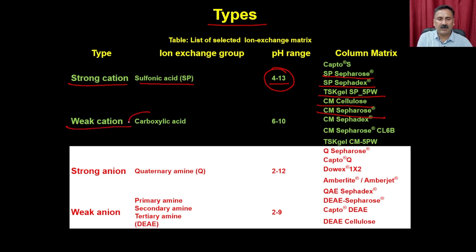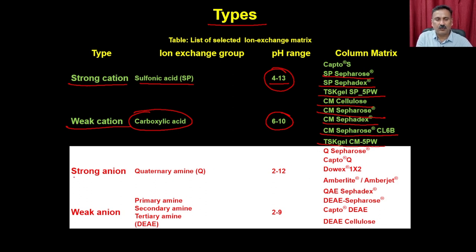Similarly, you can have the weak cation exchangers. For the weak cation, the functional group is carboxylic acid, which is attached to the matrix, and you can use this column in the range of 6 to 10. The examples are CM Sepharose, CM Sephadex, CM Sepharose CL-6B, and TSKgel CM-5PW.